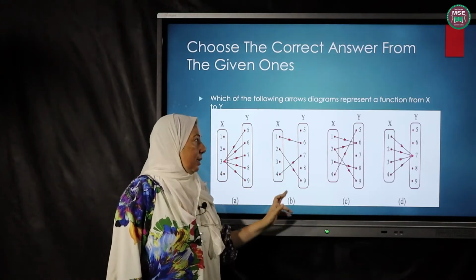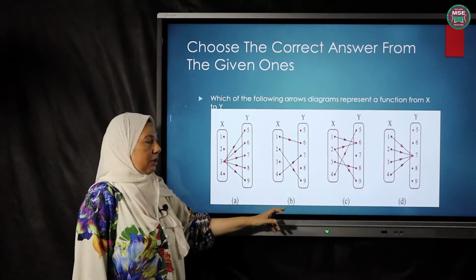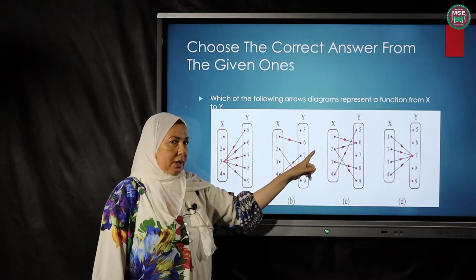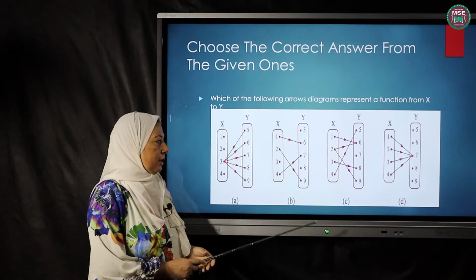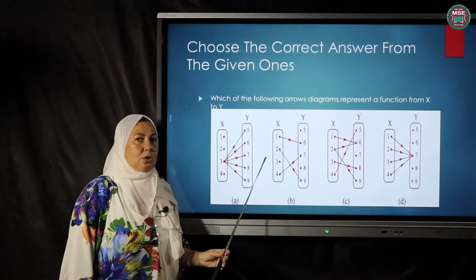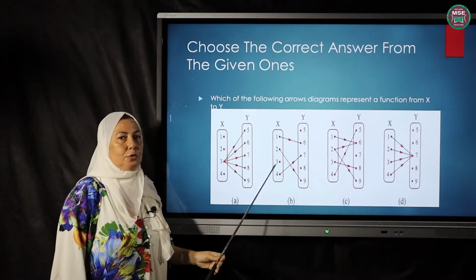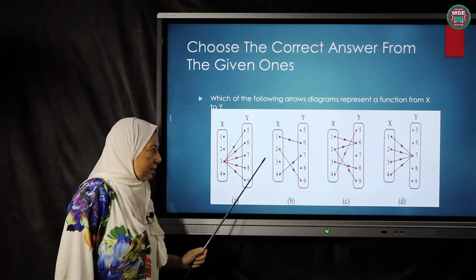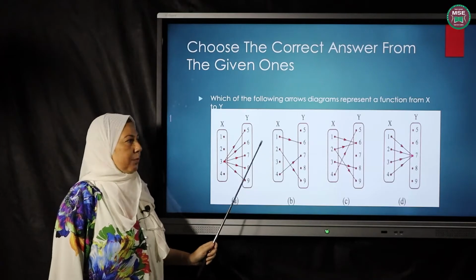Figure B, relation between x and y, two non-empty sets. Element 1 has one image. Element 2 has one image, 9. 3 has no image. Therefore, the relation between x and y is not a function, because 3 has no image.